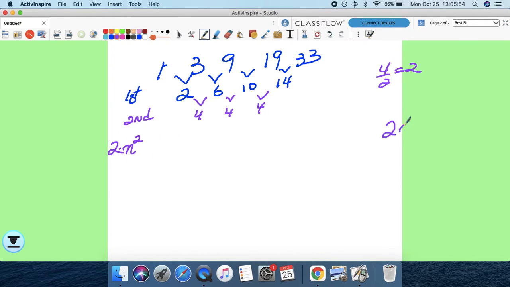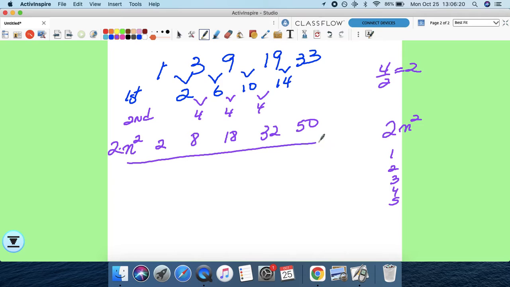So again, replace n with the number 1, the number 2, number 3, number 4, number 5. If I replace n with 1, I get 1 squared times 2, which is 2. 2 squared is 4 times 2 is 8. 3 squared is 9 times 2 is 18. 4 squared is 16 times 2 is 32. 5 squared is 25 times 2 is 50. We're going to subtract that from our original.